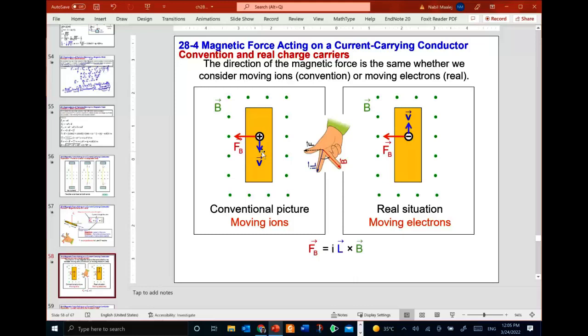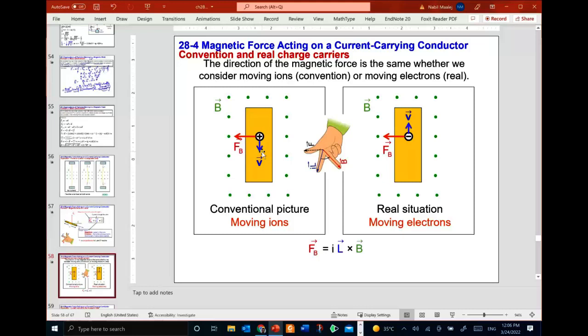So the velocity vector is down. The magnetic field vector is out of the page. The force is going to the left. So this is the thumb. So the force is to the left.